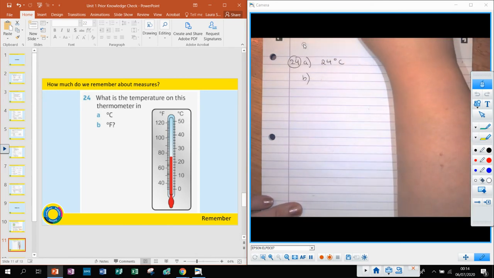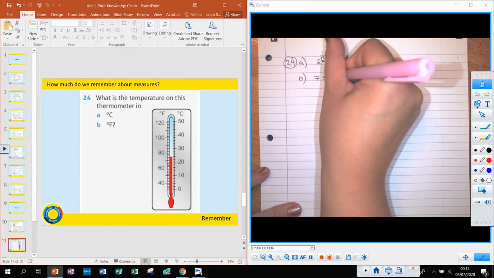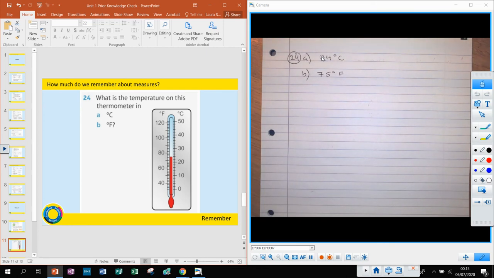Part B wants us to find Fahrenheit, so let's be careful. That's 60, that's 80, this bit in the middle must be 70. Again, we have 5 little sections representing 10, which must mean that 10 divided by 5 is 2. So each of these little sections must be worth 2. And I have 2.5 sections, so that must be 5. So we can say 75. So the answer to this would be 75 degrees Fahrenheit.